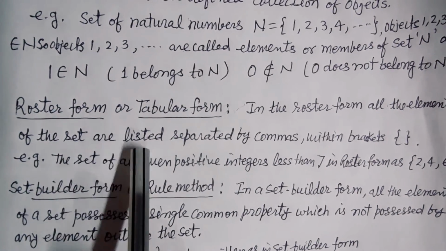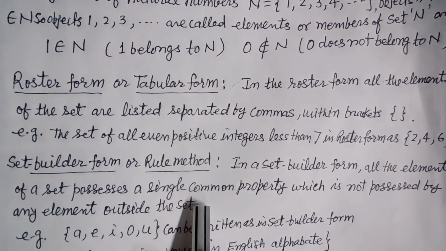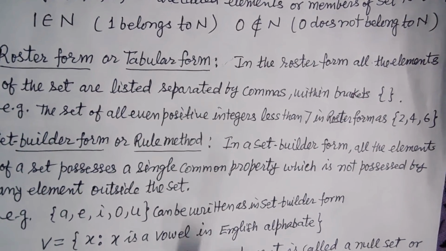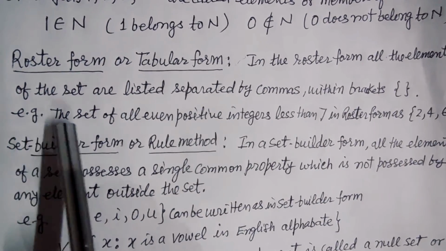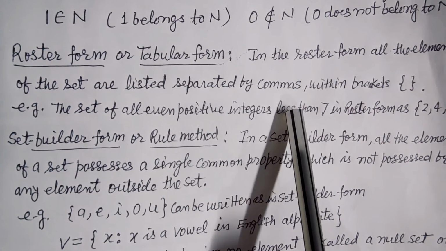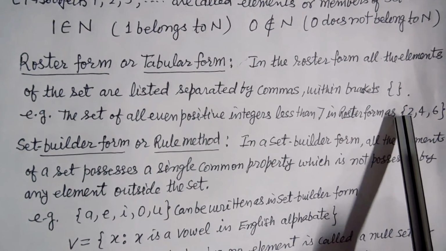Now there are two forms of sets. First, roster form or tabular form. Second, set builder form or rule method. So first we discuss roster form or tabular form. In the roster form, all the elements of the set are listed, separated by commas, within brackets, this curly bracket.